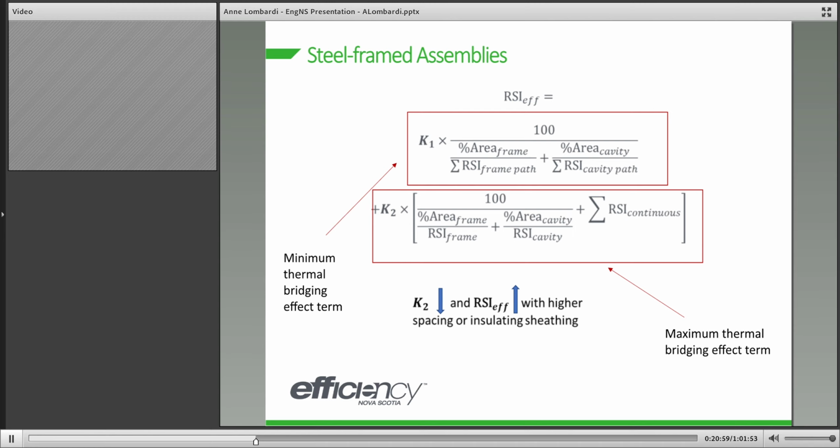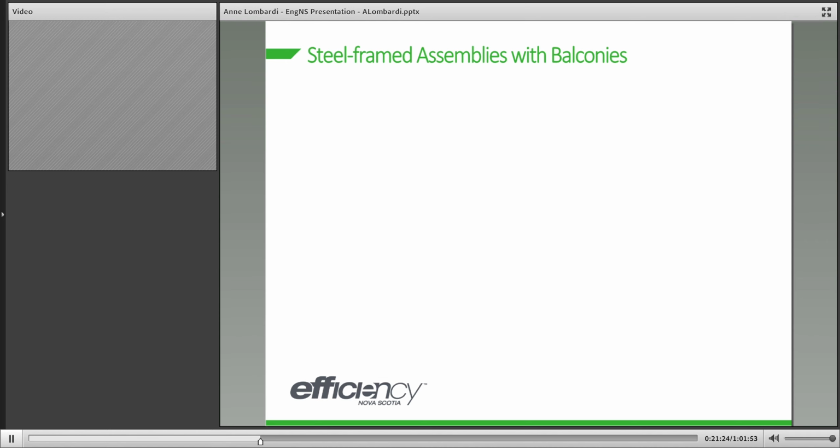So even if we have a steel framed assembly, what this means is that we can mitigate the amount of thermal bridging, or the loss in the R value, by increasing the spacing if we can, or adding insulating sheathing to bring down the value of K2, so reduce that maximum thermal bridging effect term. So those are your equations for the basic walls without intersections.